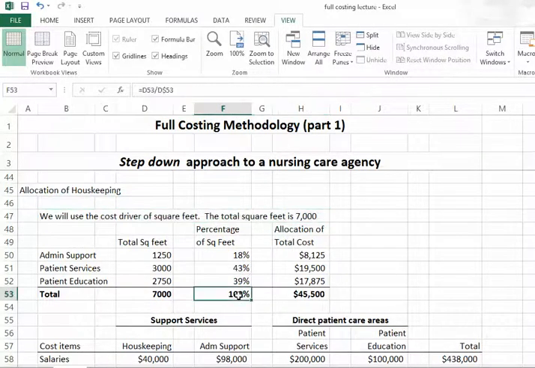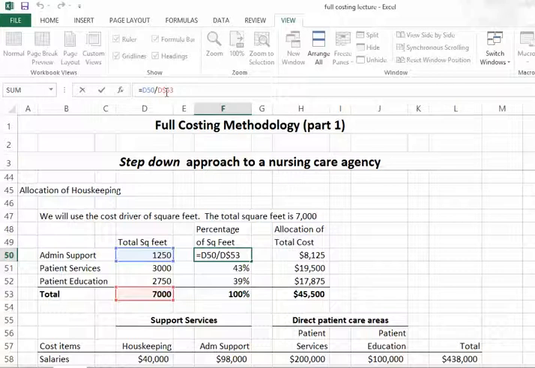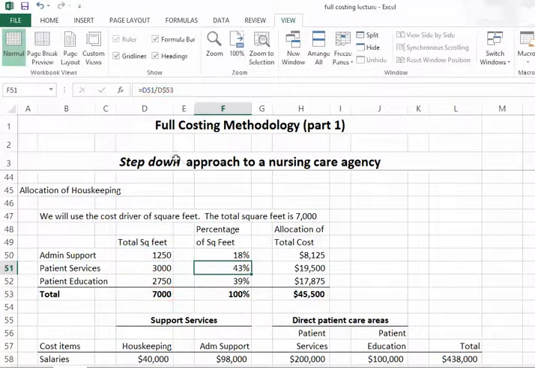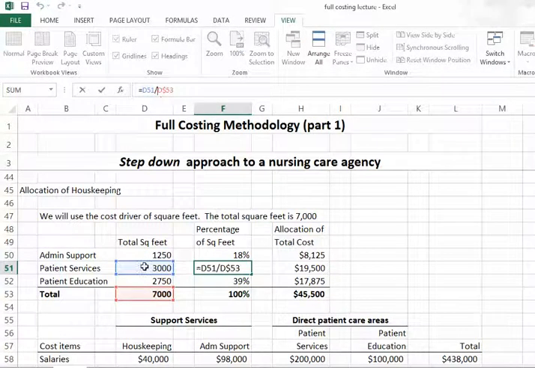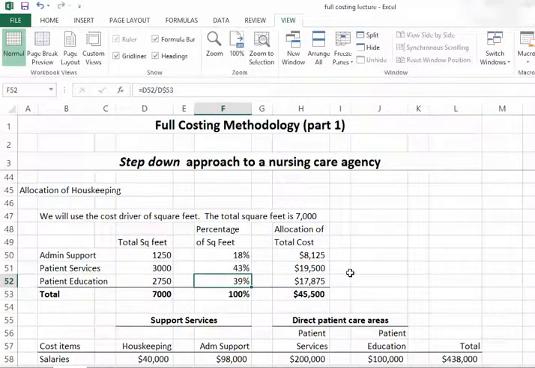We do the exact same thing that we did before, which is a pro rata distribution, or a simple percentage. So the administrative support services represents 18% of the total square feet. So it's 1,250 square feet divided by 7,000. Going forward, the patient services is 3,000 square feet divided by the total of 7,000, and so forth. Now, what we have is the total cost of housekeeping based upon the prior information of $45,500. So we are now allocating this cost based upon these percentages.